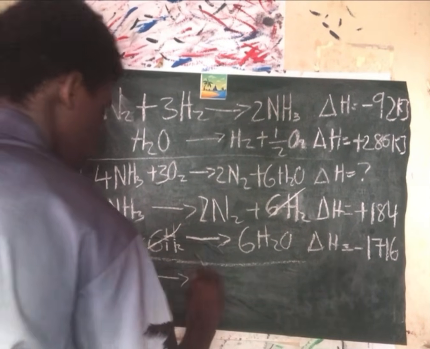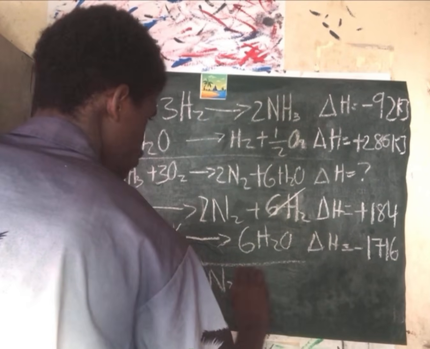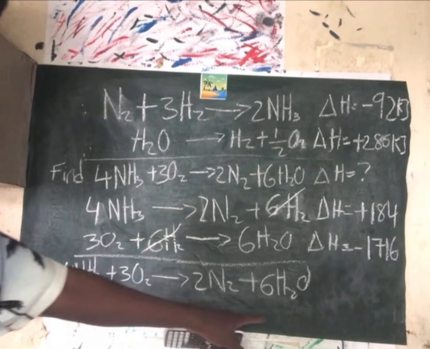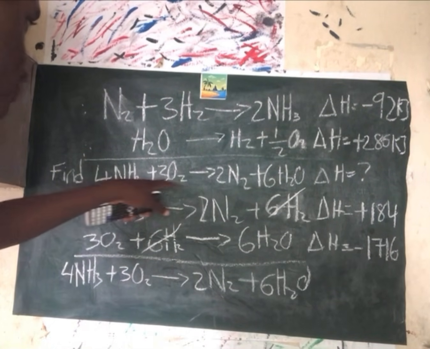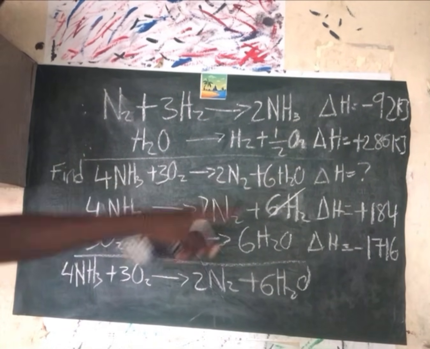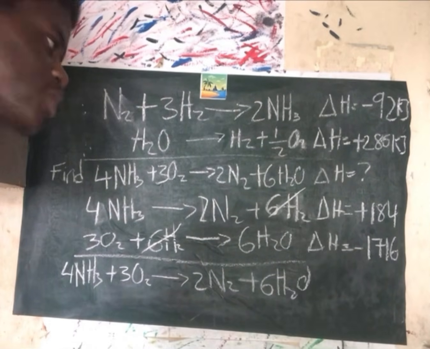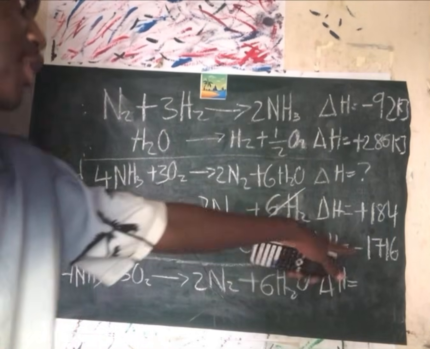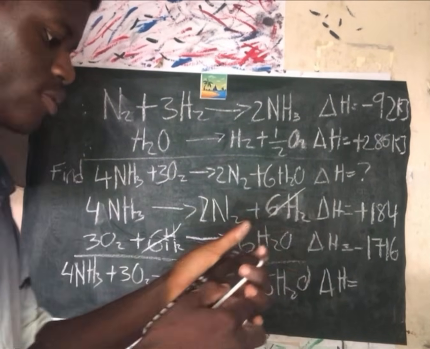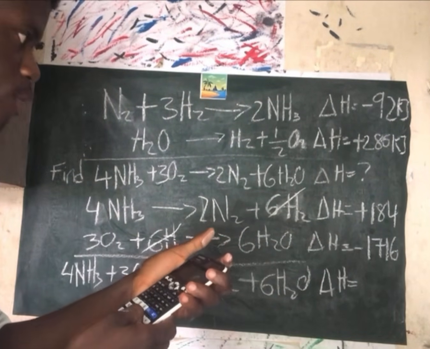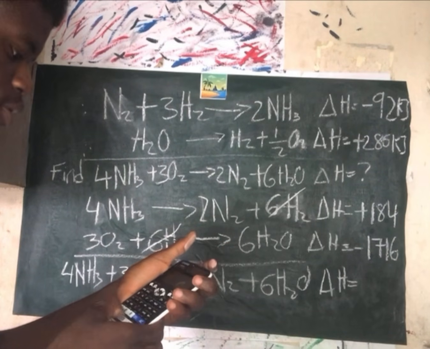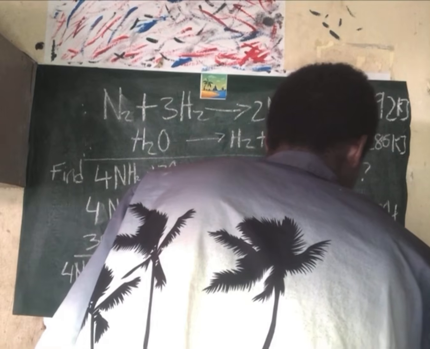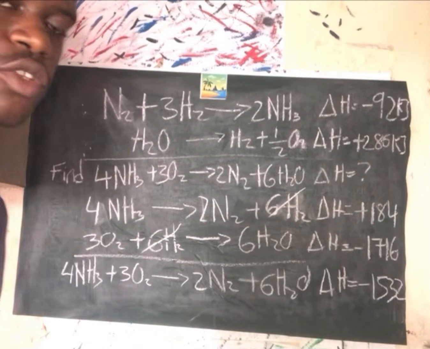It will give you 2N2 plus 6H2. You can see that our final equation resembles the one they gave us in the question. If it's exactly the same, then you're on the right path. So what's next? You ask for the change in H. Then the change in H, just add this together: 184 plus minus 1716. That's negative 1532. Negative 1532. So that's the answer.